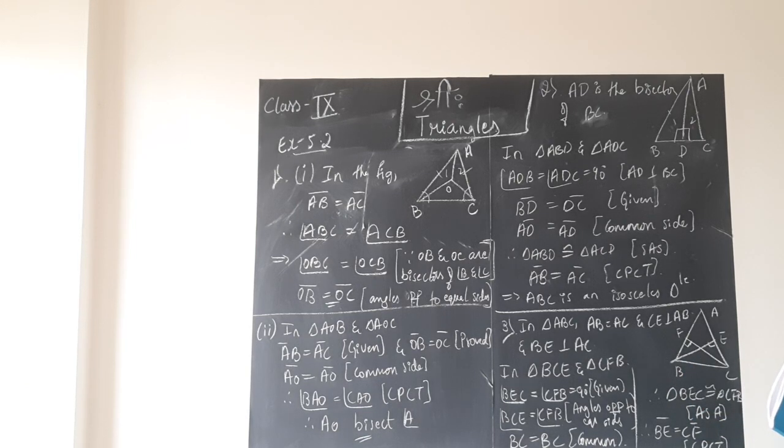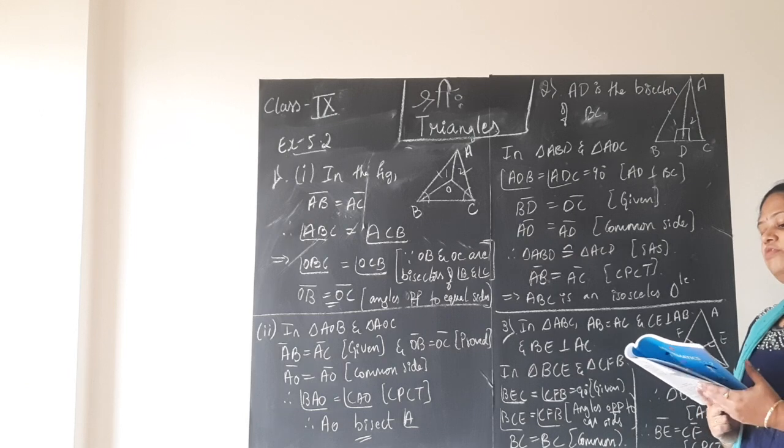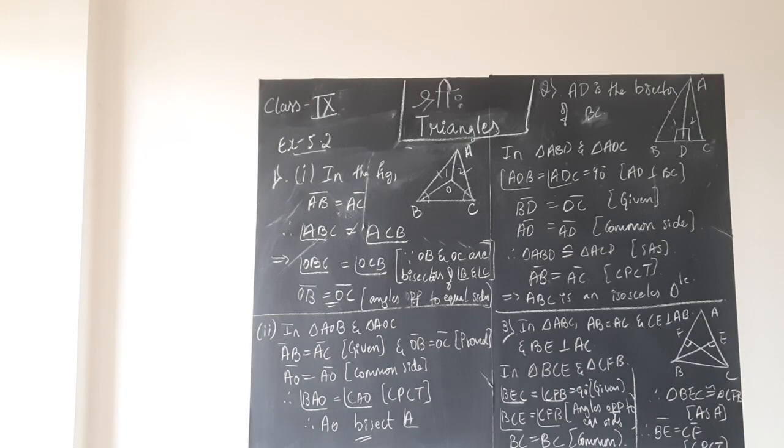See, third question is also very simple. The question says ABC is an isosceles triangle, in which altitudes BE and CF are drawn to equal sides AC and AB respectively. Show that these altitudes are equal is the question. We have triangle ABC. For the side AC, BE is the altitude, and for the side AB, CF is the altitude. We need to prove now those altitudes are equal. Which are the altitudes now? BE and CF are the altitudes and we need to prove they are equal.